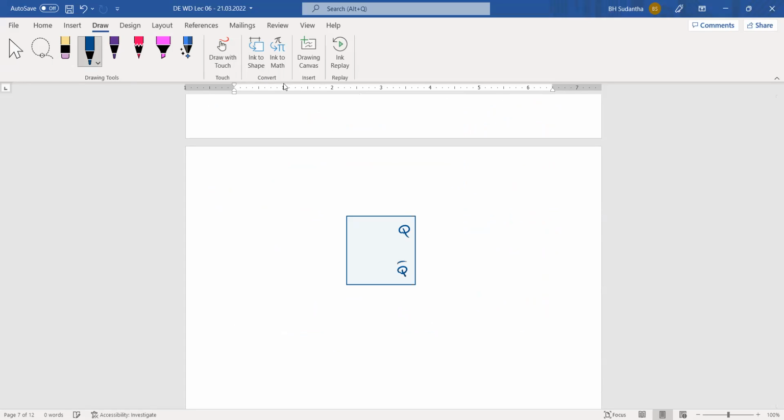It's Q and Q bar. They are as it is. And we have R input here. We have S input here. In addition to that, we have this clock input.